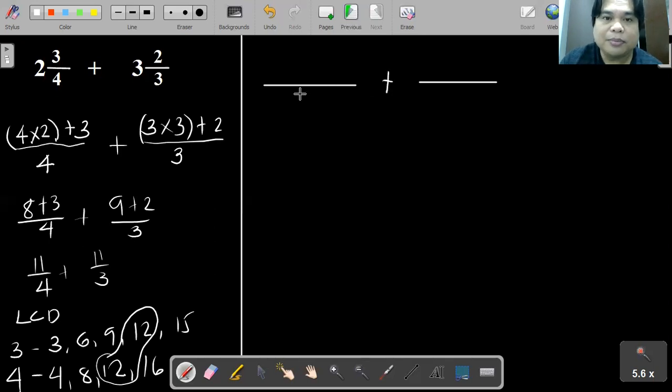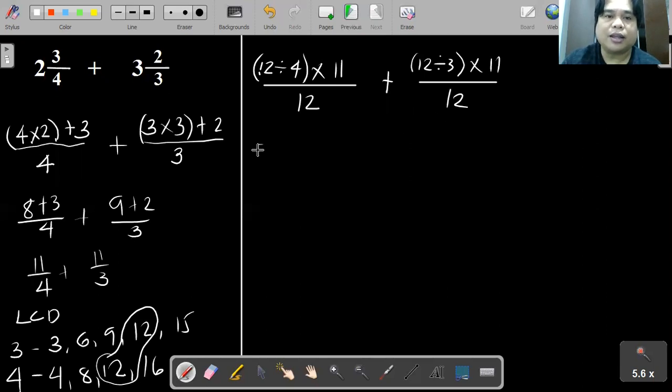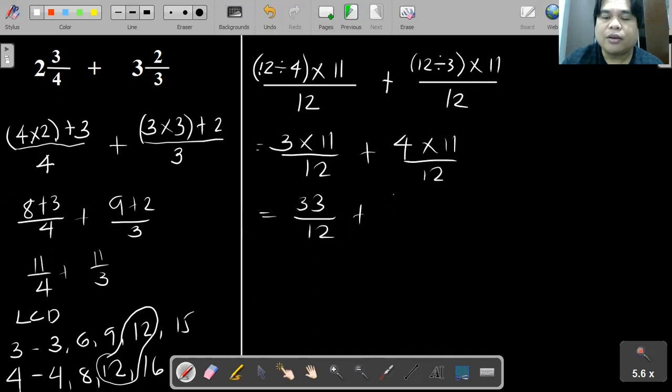Our denominators this time become 12. And then the numerator changes as well. But how to change it? We divide the new denominator by the old denominator, and then multiply it with the existing numerator. So in this fraction, we divide 12 by 3 and then multiply it with 11. 12 divided by 4 is 3, times 11 over 12, plus 4 times 11 over 12. So you get 33 over 12 and 44 over 12.